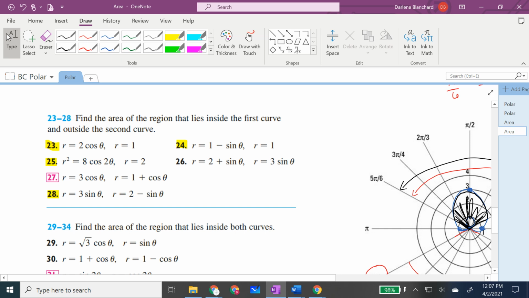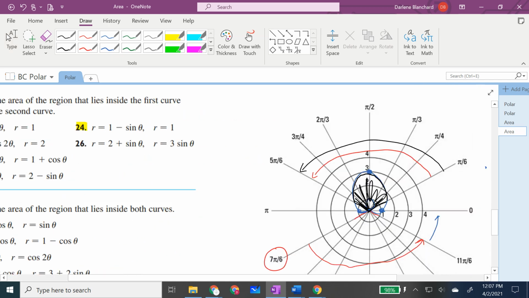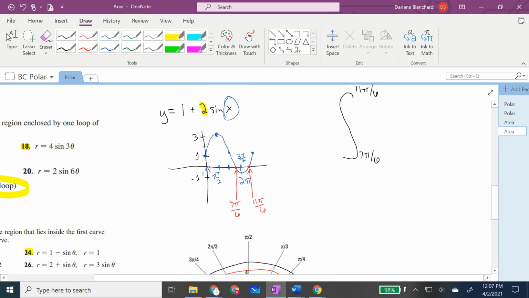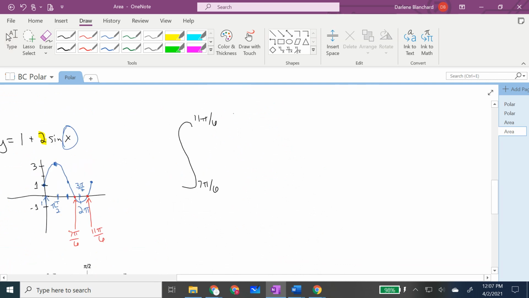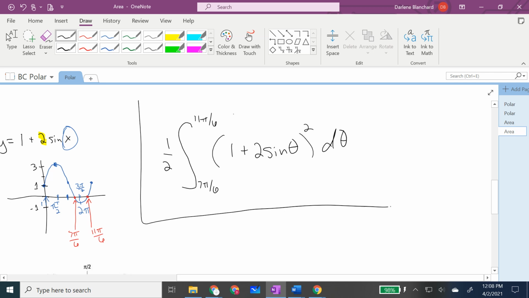It helps to understand what is going on. Anyway, all I did was I looked at the endpoints of my integral. What's the formula? The formula is 1/2 r squared d theta. My r was 1 plus 2 sine theta. And then I'm not going to solve the definite integral.